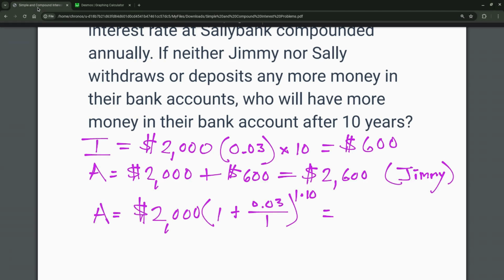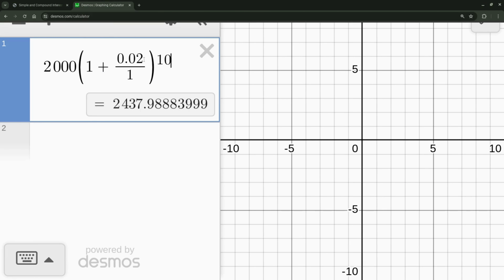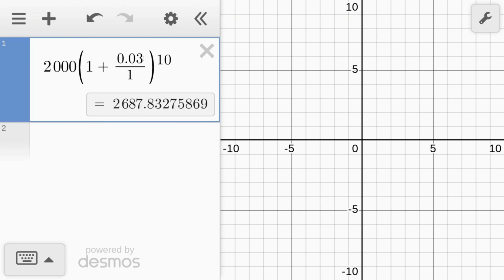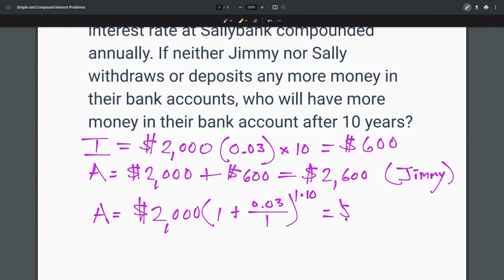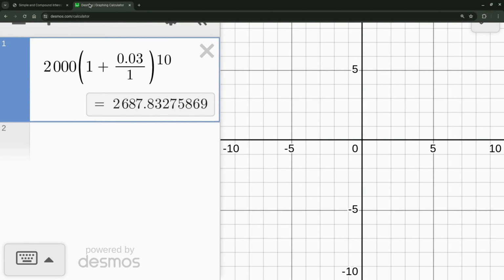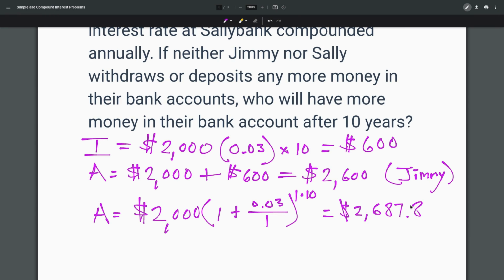I think, wait, did I get that right? Oh, it's 3% interest, so I messed that up. 3% interest. So yes, Sally gets $2,687.83. Let me just check that again. $0.83. And that's Sally. And as you can see here, Sally earns about $87 more, almost $88 more. So the compound interest wins in this particular case.